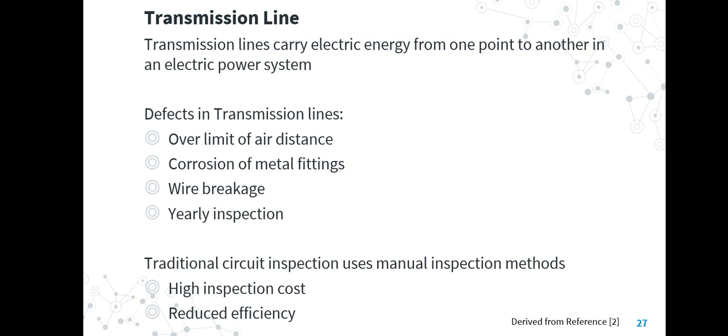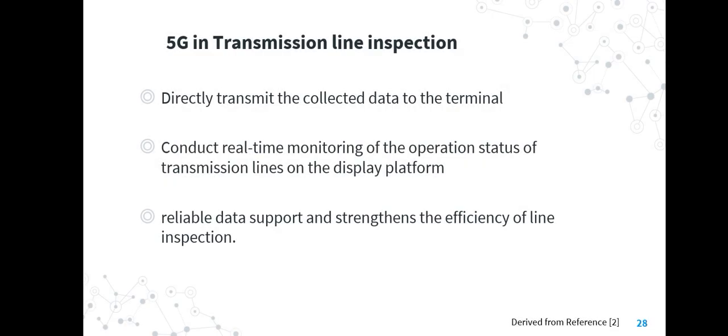So the traditional line inspection method uses manual inspection. Manual inspection is highly difficult for us to carry out, and it could also give rise to high inspection cost and reduce efficiency. So if we use 5G technology in transmission line inspection, we could directly transmit the data to a terminal, and we could access that data from the terminal. So it will conduct real-time monitoring, and it is also more reliable and strengthens the efficiency of the inspection of the line.